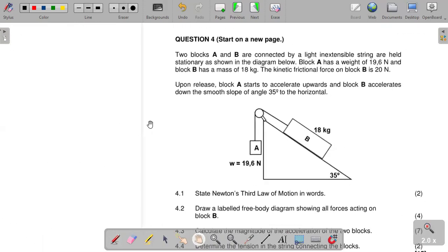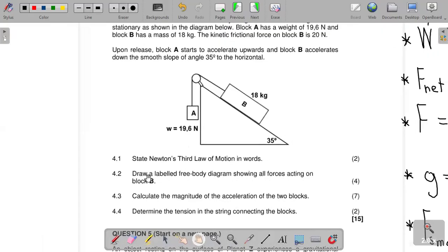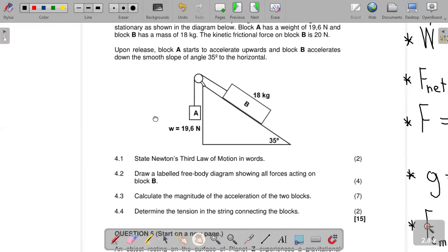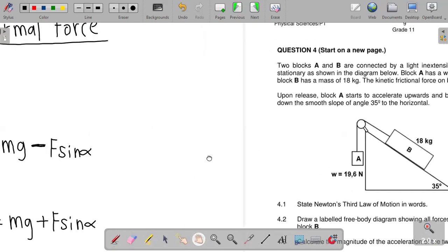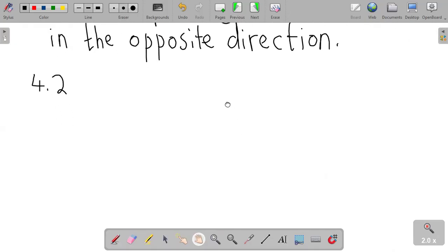For 4.2, they say draw a labeled free body diagram showing all the forces acting on block B. Block B is here. Block B has a string this side, meaning there's going to be tension this side, and they say block B is sliding down. So the forces are going to be like this.